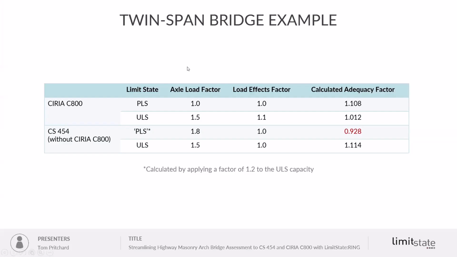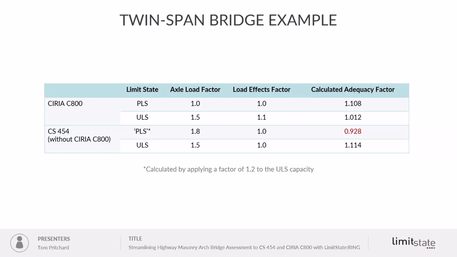So if we look here, we've tabulated the results and we can see our 2 results that we got from that example using the CIRIA C800 approach, both of them above 1, which is good. But interestingly, if you use the CS454 service load approach alone, so effectively dividing the ULS result by a C-min factor of 1.2 in this case, then you can find that in this particular situation, the PLS factor drops below 1 to about 0.93.